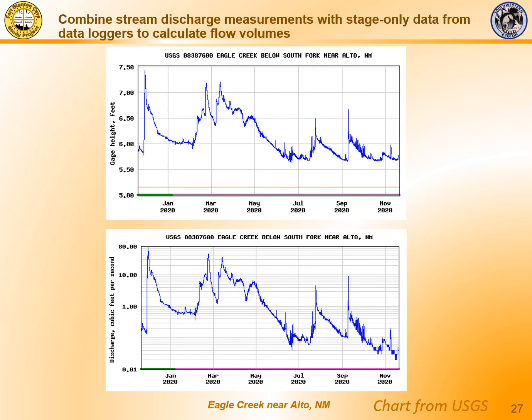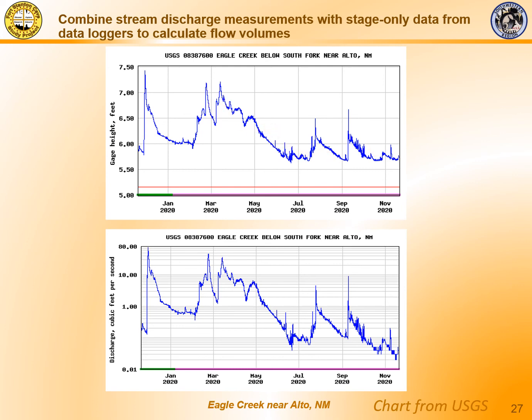How does this work in the real world? Well, this is, again, not a cave stream, but it's one relevant to Snowy River. This is Eagle Creek near Alto, New Mexico. The data on this upper graph is the gauge height, which is stage. This is just another jargon term for stage. And we can see the different flood events coming through here over the course of a year. The stage goes up as the discharge increases.